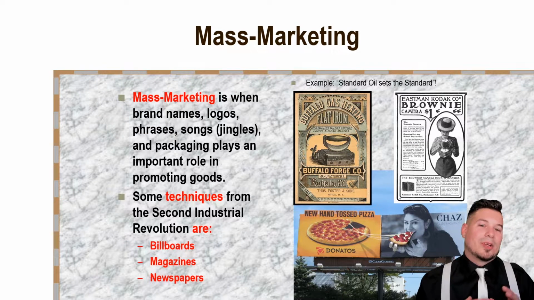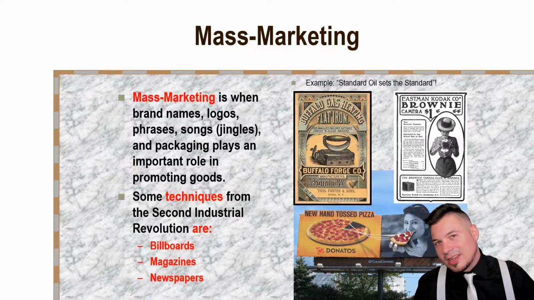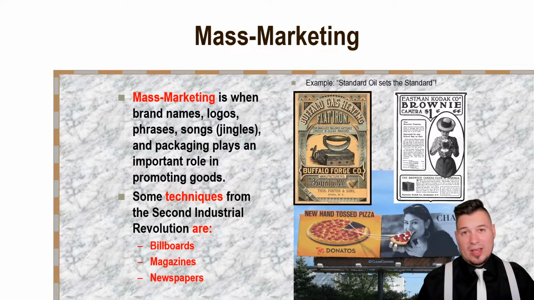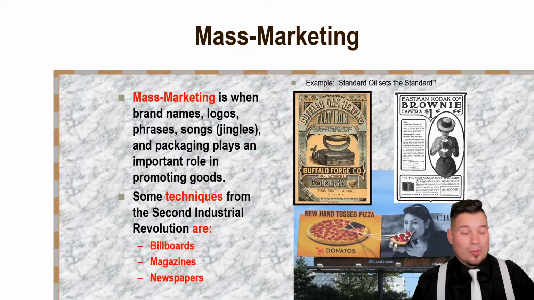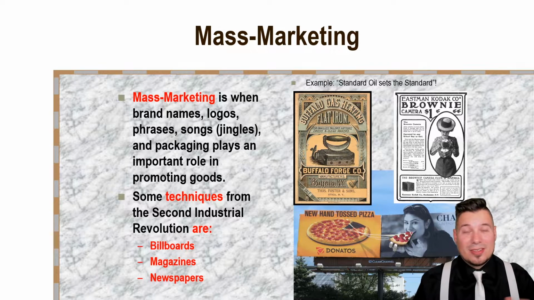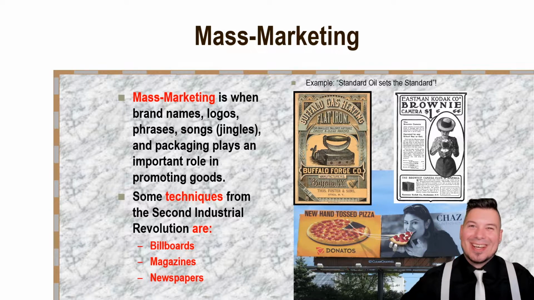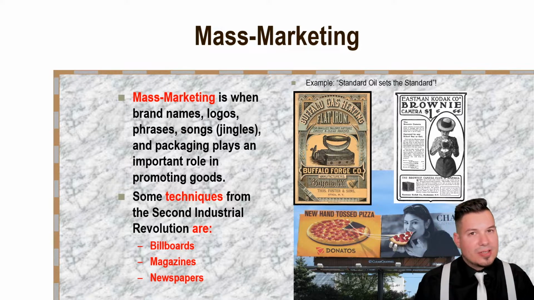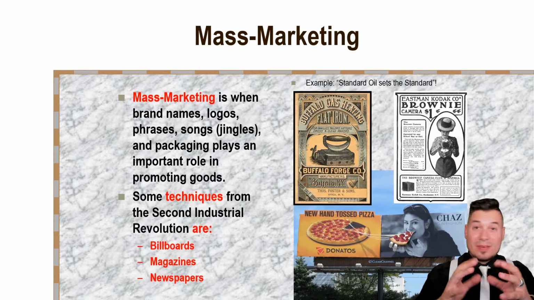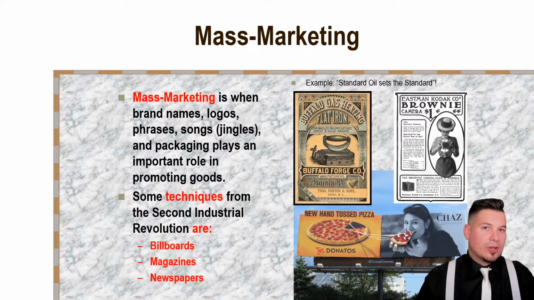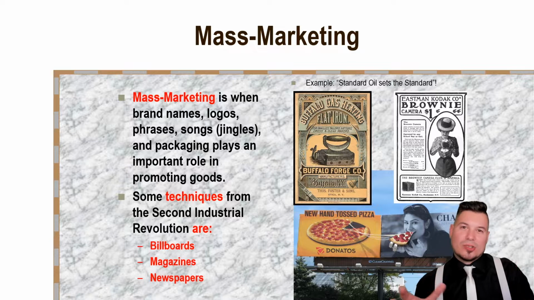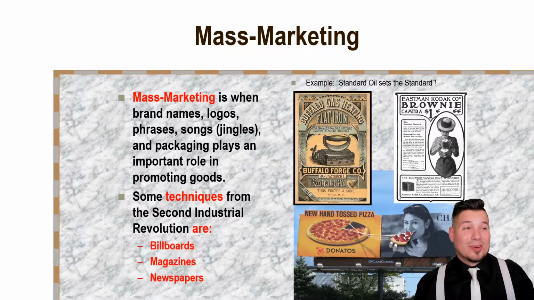In this, we start to see something called mass marketing. Mass marketing is something that you are hit with every day, whether it's a YouTube video, any type of ad that you see on your phone, or the million ads you click out of because they're all coming up. Even an ad in the middle of a show, we have so many ads. That's mass marketing. That's where you have these brand names, logos, phrases, jingles, even packaging that plays an important role in promoting goods. Think about it. When you get a package at your door and it has a big smile on it, it's of course from what company?